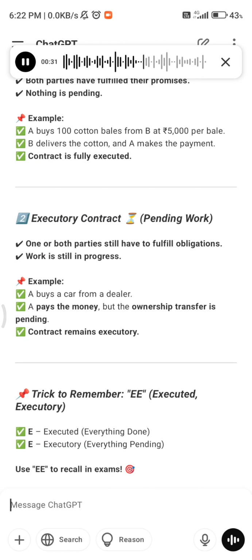2. Executory contract: one or both parties still have to fulfill obligations. Work is still in progress. Example: A buys a car from a dealer. A pays the money, but the ownership transfer is pending. Contract remains executory. To remember: EE. E, executed, everything done. E, executory, everything pending. Use EE to recall in exams.